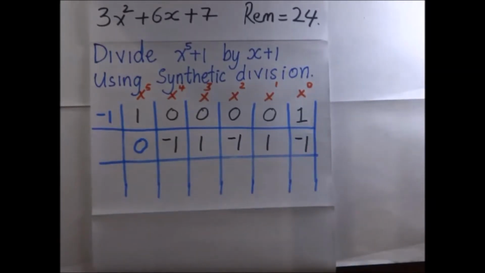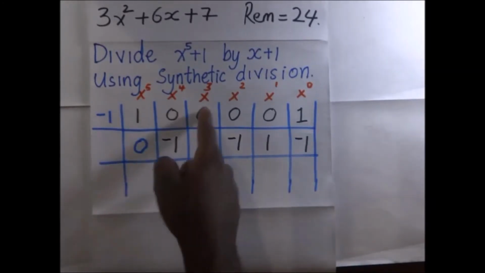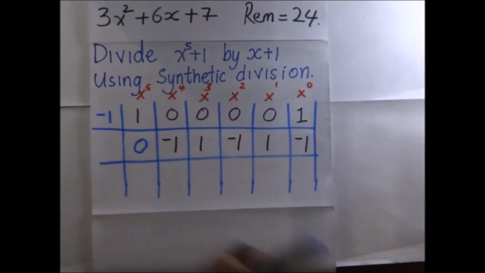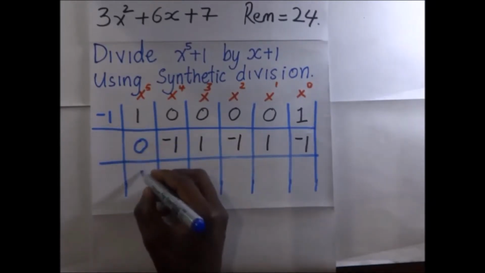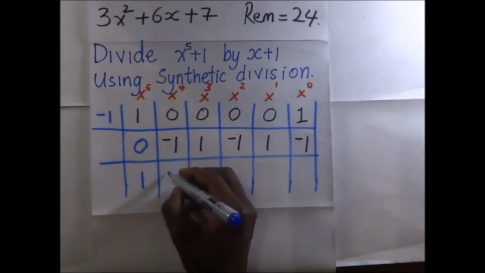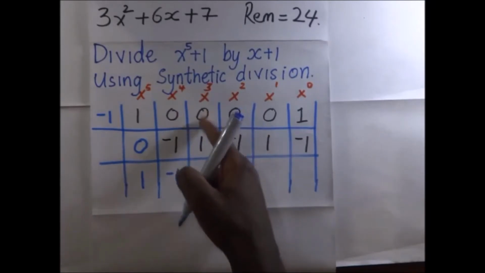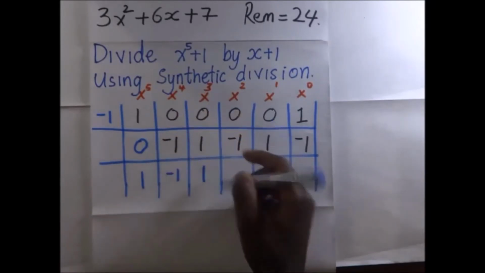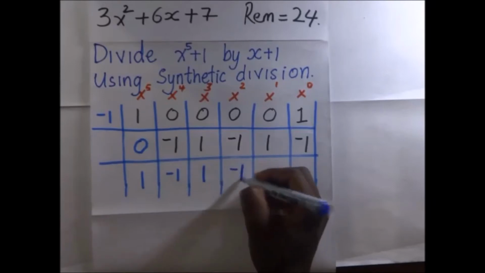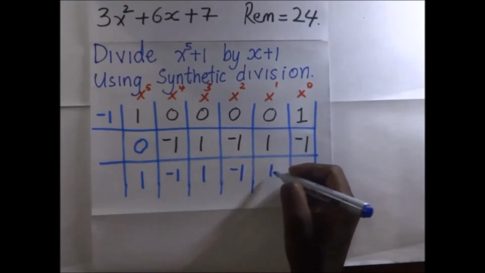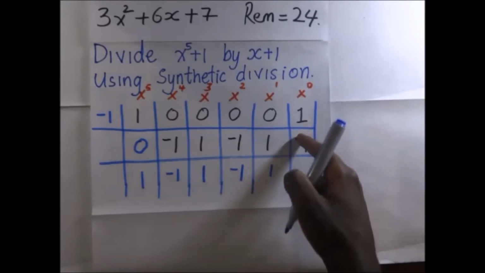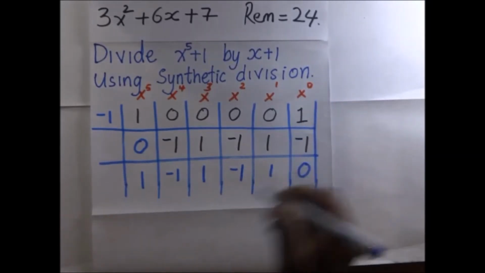Then you go on and add this, that up to the end. So 1 plus 0 here is 1. 0 minus 1 here is negative 1. 0 plus 1 is 1. 0 minus 1 is negative 1. 0 plus 1 is 1. And 1 minus 1 is 0.